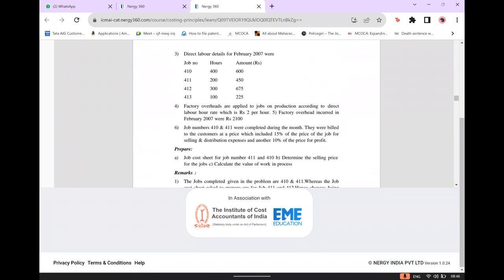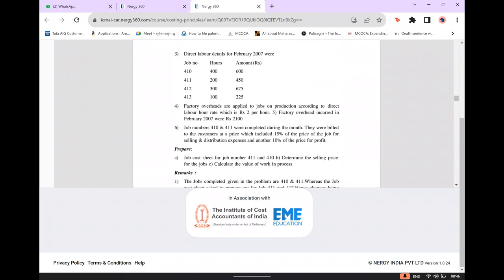So 2100 divided by the total number of hours. The total number of hours is 400, 600, 600 plus 300, so the total is 1000 hours. 2100 divided by 1000 will be 2.1. So the standard rate is 2 rupees, whereas the actual absorption of overhead is 2.1 rupees.